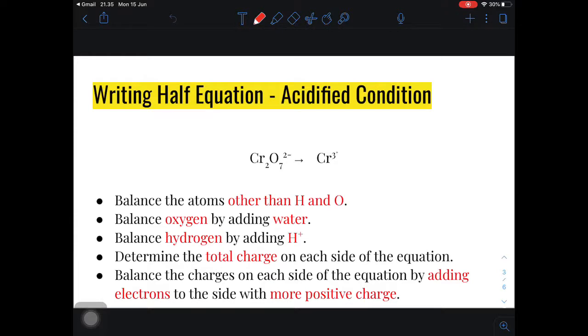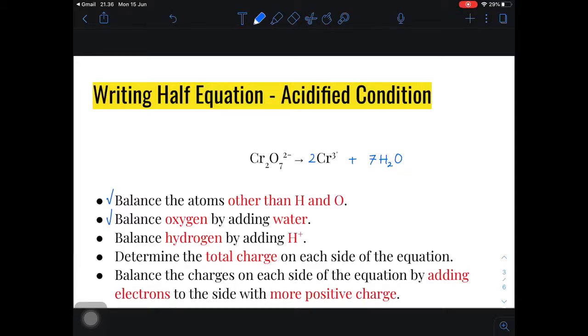So the atoms that is not hydrogen and oxygen here is the Cr, the chromium. So what I would do here is, as I have 2 chromium on the left, I will add 2 on the right. Okay, we are done for the first step. And then balance oxygen by adding water. As on the left we have 7 oxygen, means that on the right we will add it with 7 H2O. Now we have done with the first and second step.